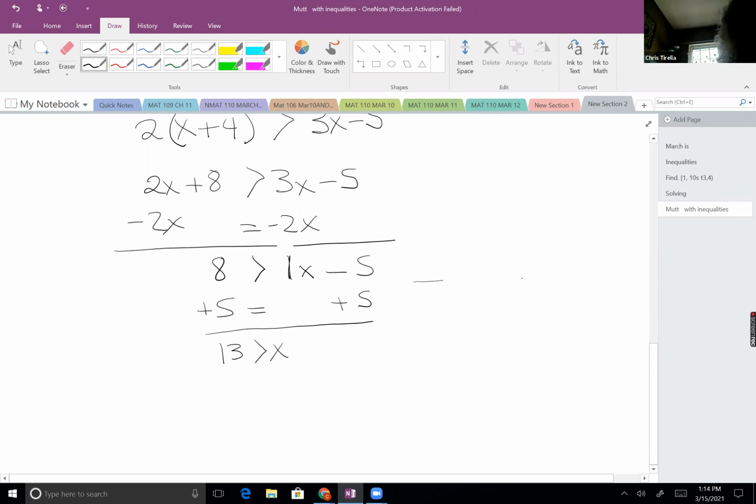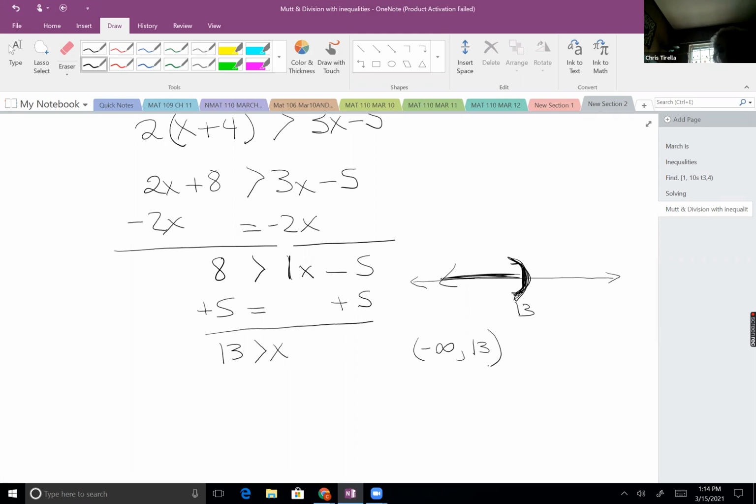If I wanted to picture that on a number line, 13 is greater than x. So the largest value would be 13, and I'd be taking everything to the left. So it would be the interval from negative infinity to 13. And I apologize, we're not including that 13. It wasn't less than or equal to, it was strictly less than. So that should be a rounded bracket. Everybody all right with that one?